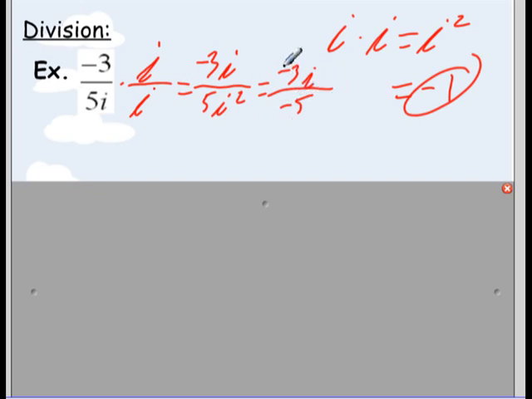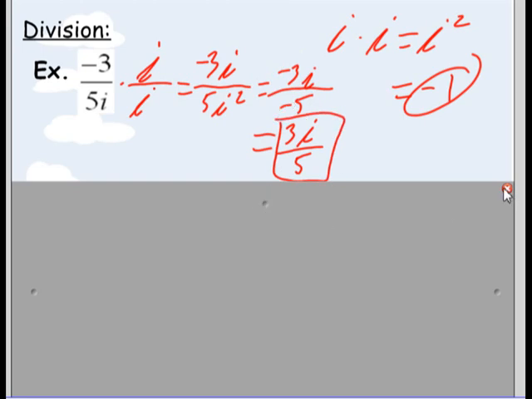Now I'd like to simplify that a little more. I've got negative on the top and bottom, so if I multiply the top and bottom by -1, it becomes +3i over 5. Generally don't want to leave it like that with negative on the top and bottom. It's just not as pretty as this.